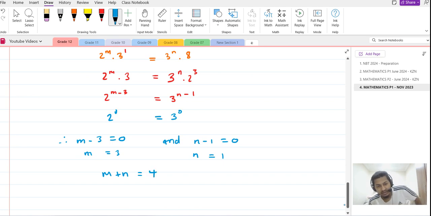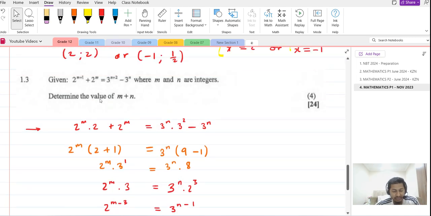Yeah, I think this should be it, because that's what they said: determine the value of m plus n. They didn't say values, the value of m plus n.